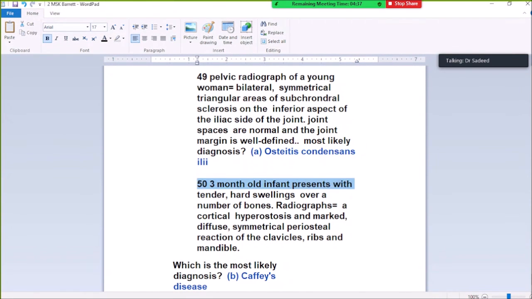Question 50. A 3-month-old infant presents with tender swellings over a number of months. Radiograph shows cortical hyperostosis and marked diffuse symmetrical sclerotic reaction of the clavicle, ribs and mandible. Most likely diagnosis: Caffey's disease. Correct?